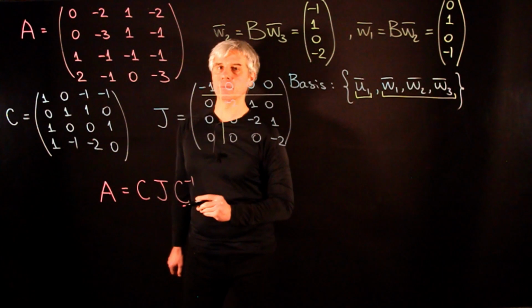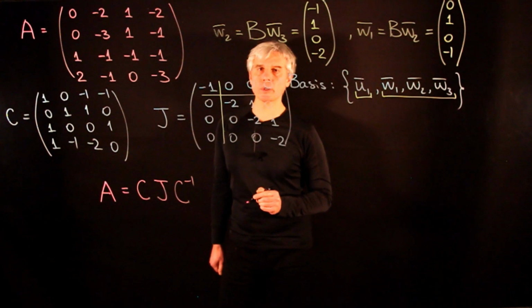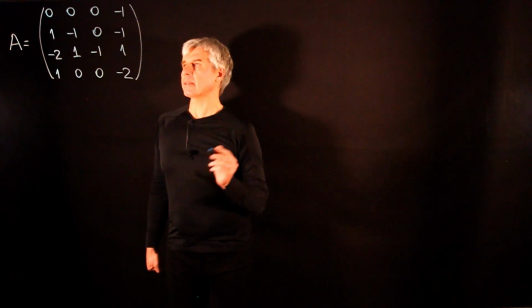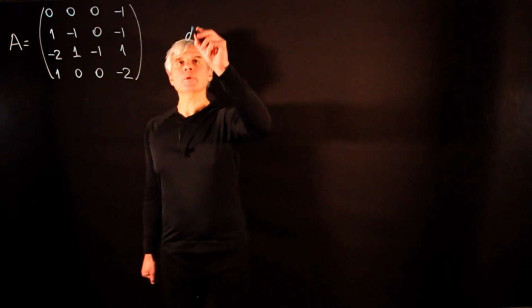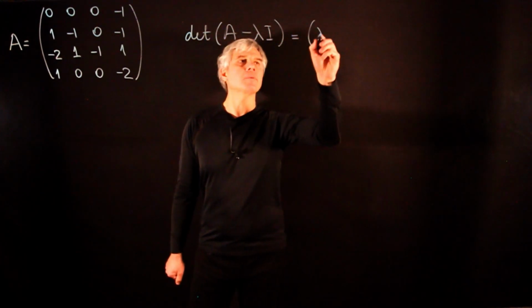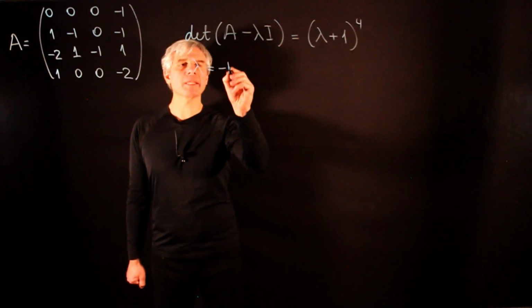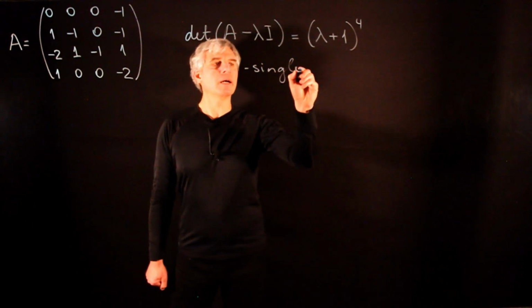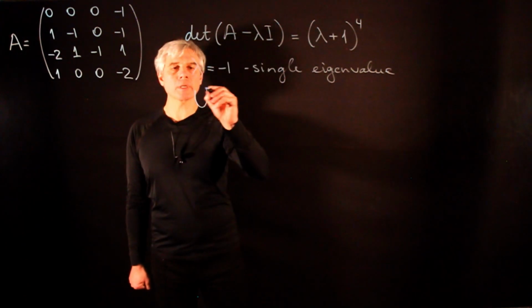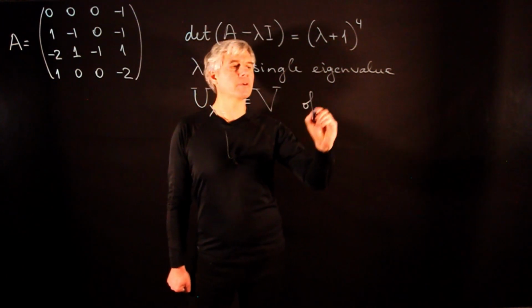Let us go over one more example where we bring a 4 by 4 matrix to the Jordan normal form. Let us consider the following 4 by 4 matrix, and its characteristic polynomial can be computed and is equal to the polynomial (lambda plus 1) to the power of 4. This means that lambda equals -1 is the single eigenvalue, and the corresponding root space is the whole space of dimension 4.